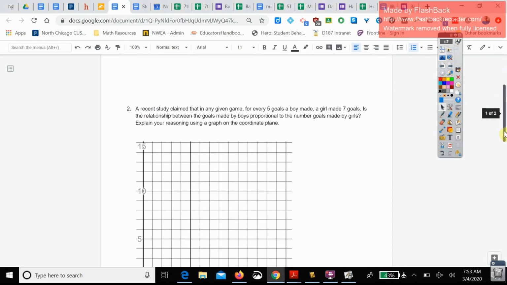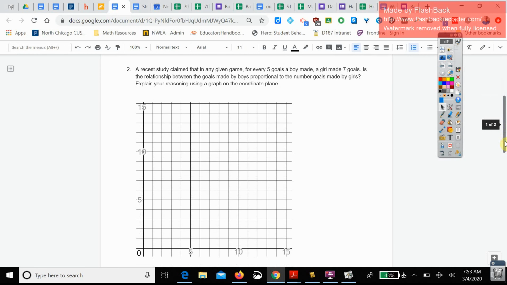All right? I'm going fast because I need to get this done before school starts. Problem 2. A recent study claimed that in any given game, for every 5 goals a boy makes, a girl makes 7 goals. The relationship between the goals made by the boys is proportional to the number of goals made by the girls. Explain your reasoning using a graph on the coordinate plane.